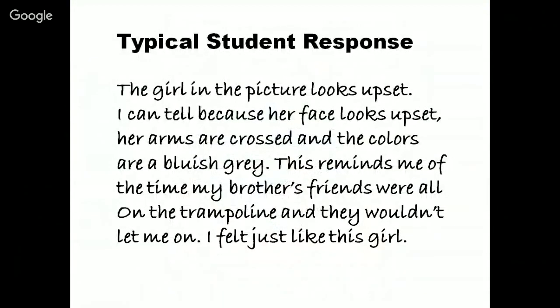If a student were to do a written response to this picture, this might be a typical response that a student would write. "The girl in the picture looks upset. I can tell because her face looks upset. Her arms are crossed and the colors are a bluish gray. This reminds me of the time my brother's friends were all on the trampoline and they wouldn't let me on. I felt just like this girl." So you can see in this response that the student identified the mood. They used text evidence to support their thinking, and then they were able to make a connection. This would be an example of an artwork to self connection.